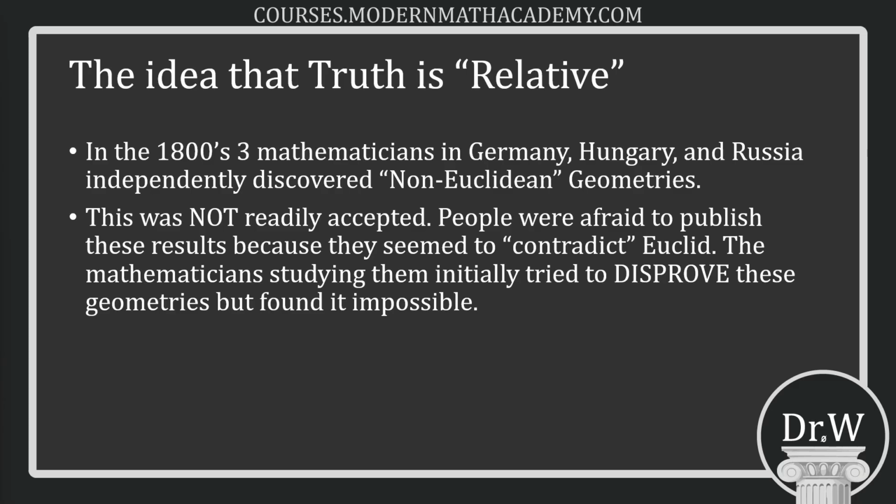But in the 1800s, 3 different mathematicians in Germany, Hungary, and Russia independently discovered non-Euclidean geometries, whatever that means, we'll discuss. But this was not readily accepted. People were afraid to publish these results because they seemed to contradict Euclid. The mathematicians studying them tried to disprove these non-Euclidean geometries, but found it impossible. And so it took them a while to eventually posit that maybe they're just separate and different kinds of geometry.